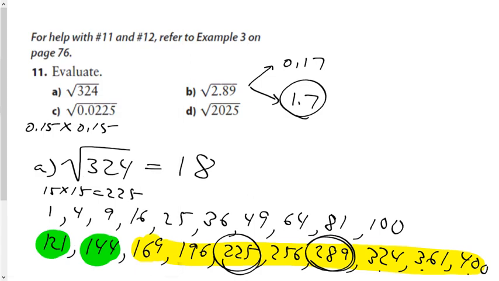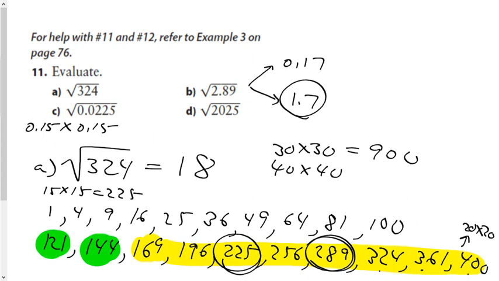And finally, 2025. Well, this one's a little trickier because we don't know past 20 times 20. Does anyone know what 30 times 30 is? 900. Because 3 times 3 is 9, plus 2 zeros. What's 40 times 40? 1600, right? 16 plus 2 zeros. What's 50 times 50? It is 2500.